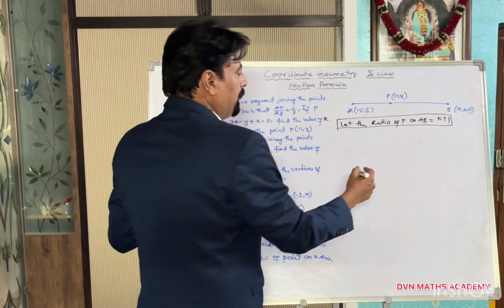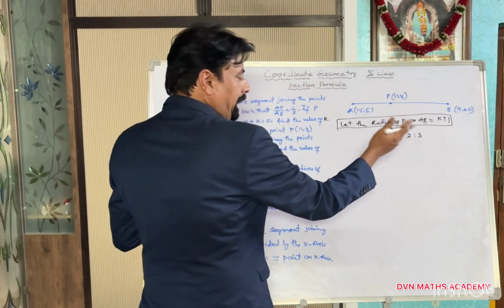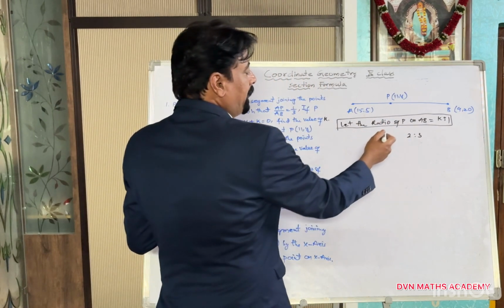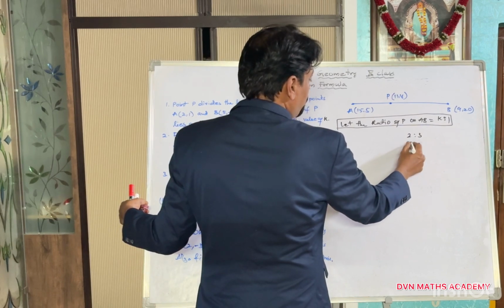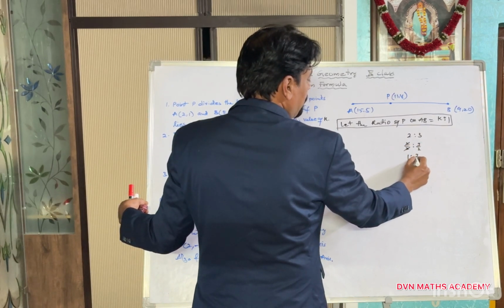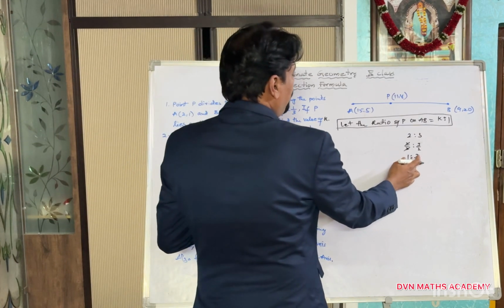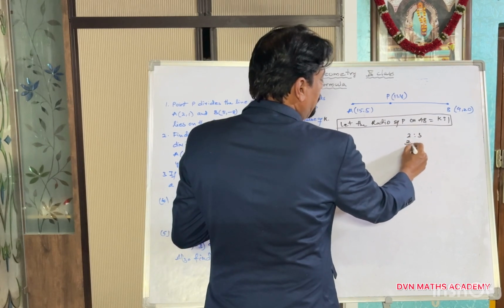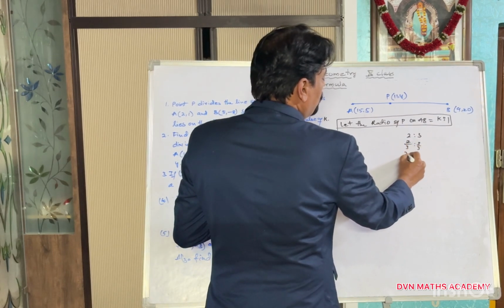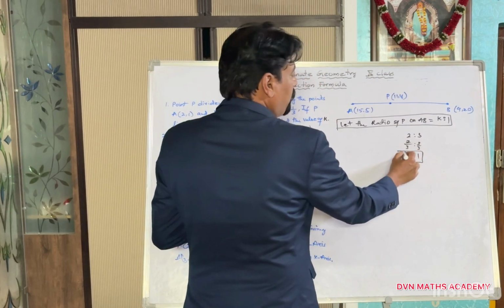For example, 2:3 is there. This 2:3 I can convert into the form 1:k by dividing both sides by 2: 2 by 2 is 1, to 3 by 2, so it becomes 1:3/2. Or if you divide by 3, 2 by 3 is to 3 by 3, so this is 2/3 to 1. Now it is converted into K:1.